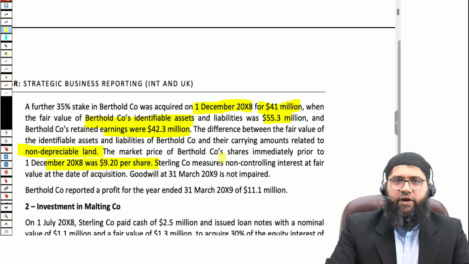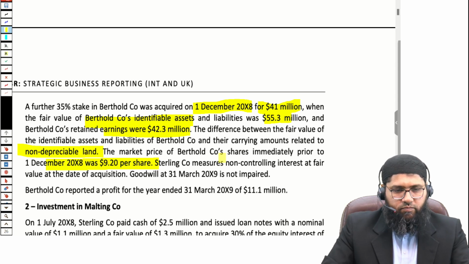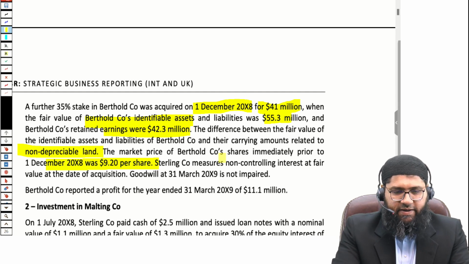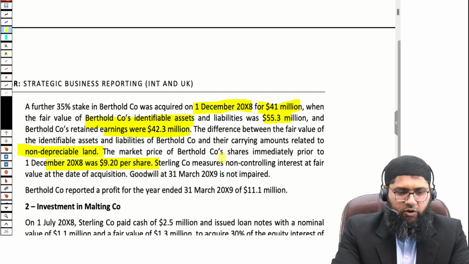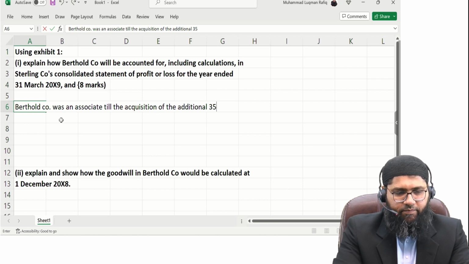So if I could just have a quick discussion about this, let me guide you. We would say that Birdhold Company was an associate till the acquisition of the additional 35% shareholding. The associate is not consolidated but rather accounted for using the equity method of accounting.